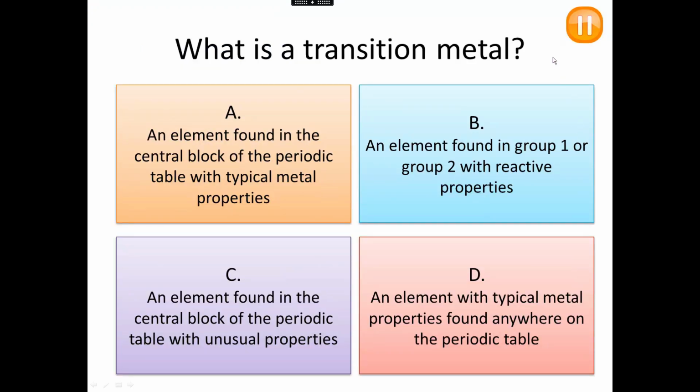Right, moving on. So what is a transition metal? Pause the video and decide whether it is A, B, C, or D. Okay, here we go. The correct answer was A.